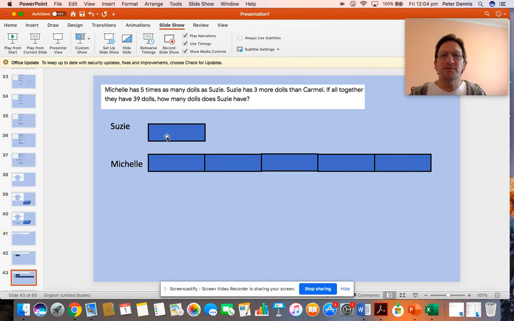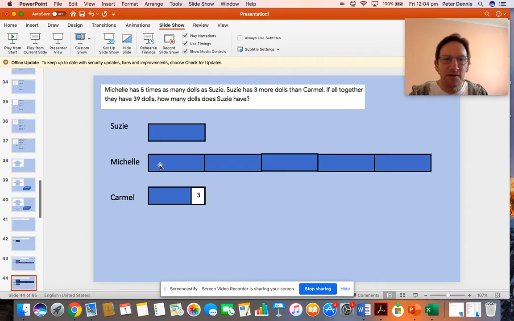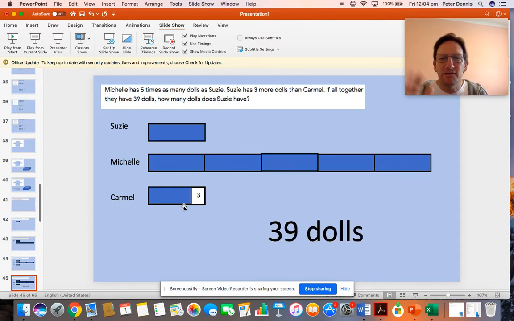And Susie has 3 more dolls than Carmen. So there's Susie's here. So she has 3 more than Carmen. There's what Susie has, and I've taken away 3. So basically, what I've done there is I've taken away. That's how many dolls Carmen has, and all together, we know they have 39 dolls. So at least now we've got a picture of what is going on. This is what we're trying to find, the size of that.